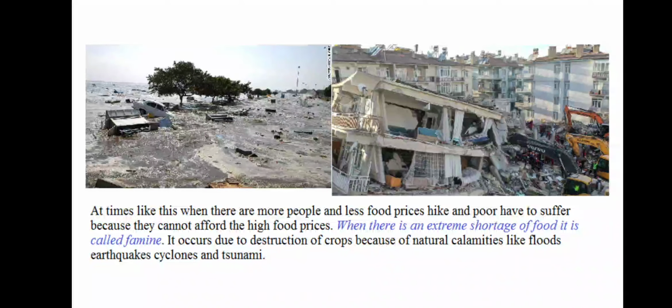The extreme shortage of food is called famine. It occurs because of destruction of crops. The crops are destroyed because of natural calamities.